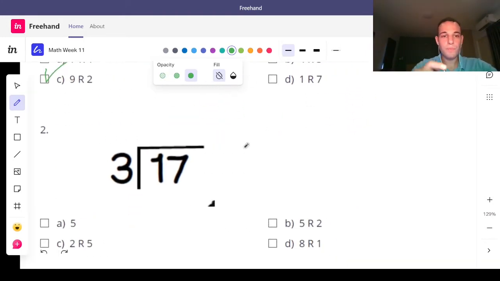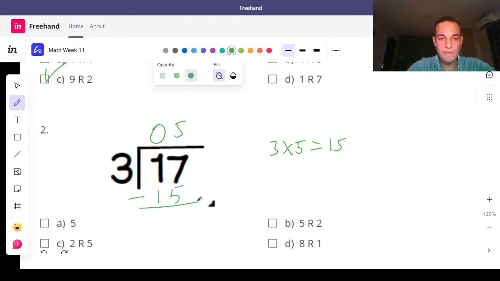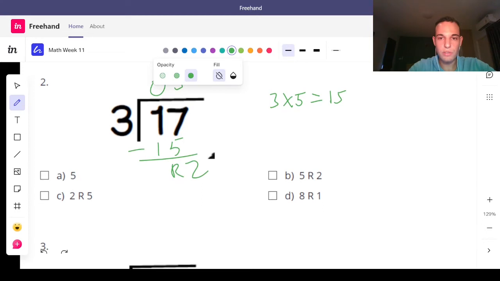Number 2. 3 goes into 1 0 times. 3 goes into 17. Well, 3 times 5 equals 15. So it has to be 5 times. Now 17 minus 15 equals remainder 2. So we have 5 remainder 2.